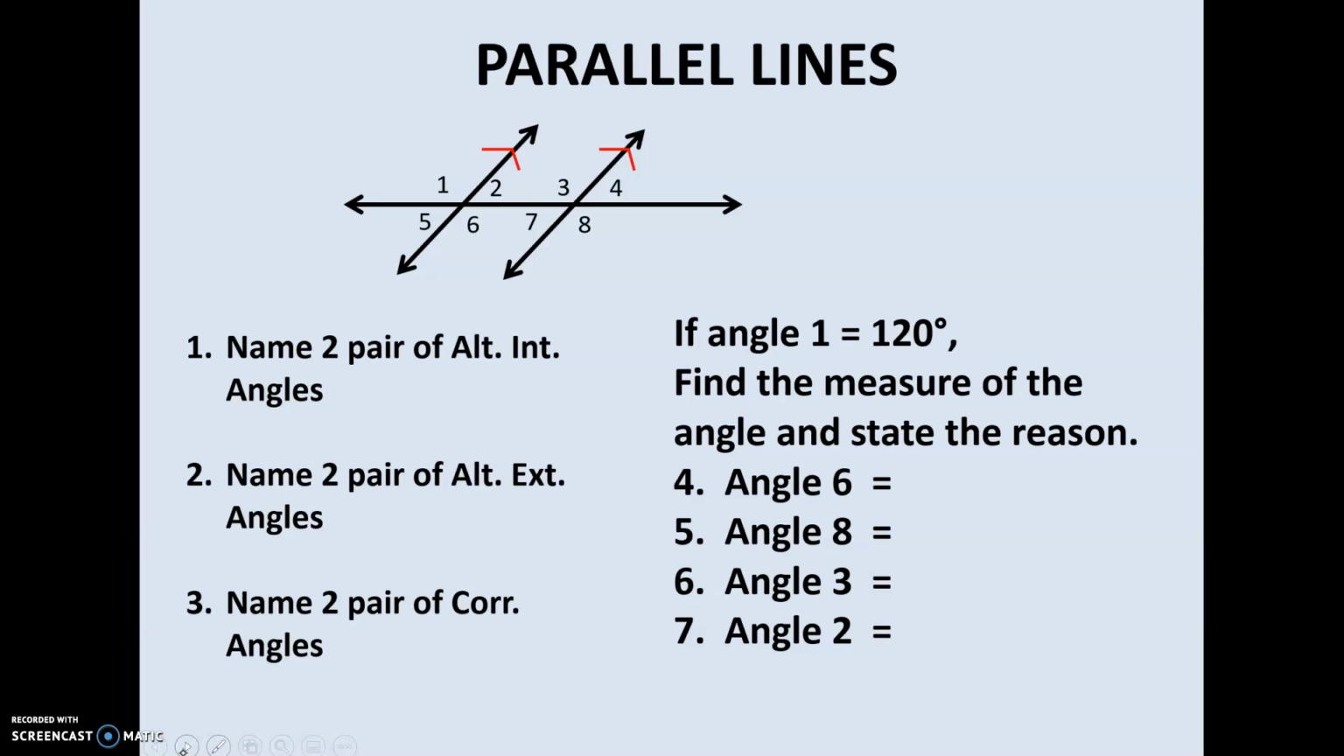So, let's take a look at an example. Here we have a transversal. There's our transversal crossing two lines, and the lines are parallel to each other. And it says, number 1, name two pair of alternate interior angles.